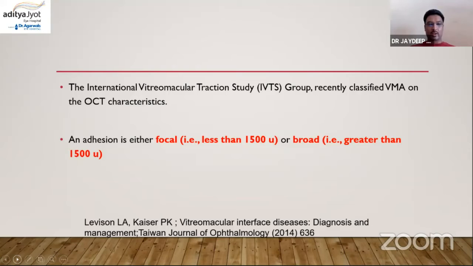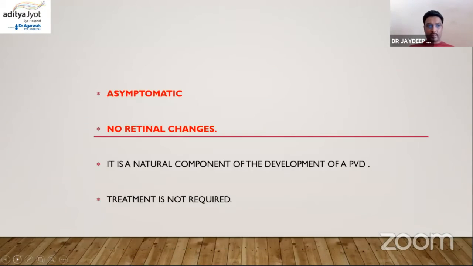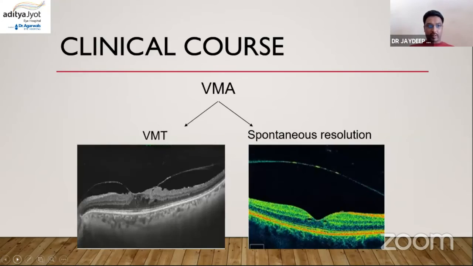As Aniruddha had highlighted, the International Vitreomacular Traction Study Group first classified the vitreomacular adhesions on the basis of OCT characteristics, and they defined them as focal or broad. Focal is less than 1500 microns, and broad is greater than 1500 microns. Here you can see a simple vitreomacular adhesion without any traction, which is a physiological process before the PVD sets in. Most of the patients are asymptomatic with no retinal changes and no treatment required.